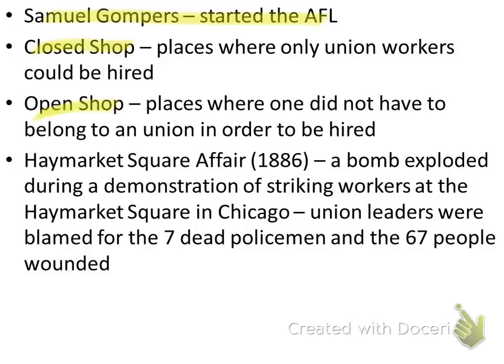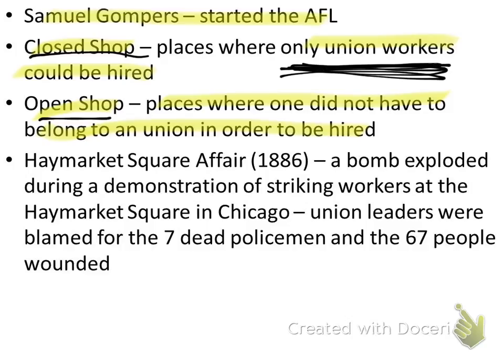These two terms, closed shop and open shop, go together. A closed shop is a place where only union workers can be hired. If you live in a state that is right to work, there is no such thing as a closed shop. Texas is a right to work state. Most of the southern states and the Midwestern states, where there is not really heavy industry, are called right to work states, which means you do not have to be a union employee. Those are what we call the open shops. Open shops are places where one did not have to belong to a union to be hired. In a closed shop, you had to be a union worker. Only union workers could be hired in a closed shop.